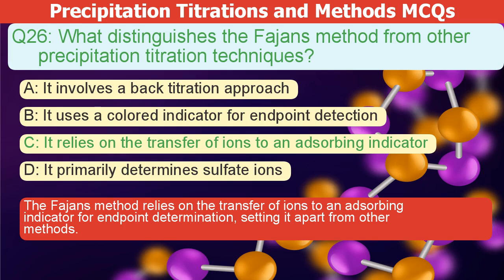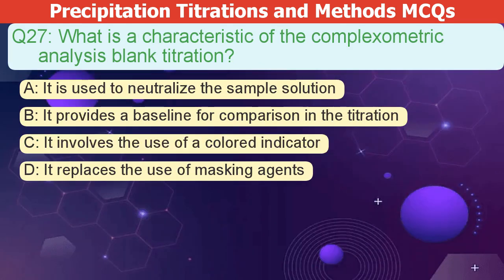What is a characteristic of the complexometric analysis blank titration? A. It is used to neutralize the sample solution. B. It provides a baseline for comparison in the titration. C. It involves the use of a colored indicator. D. It replaces the use of masking agents.